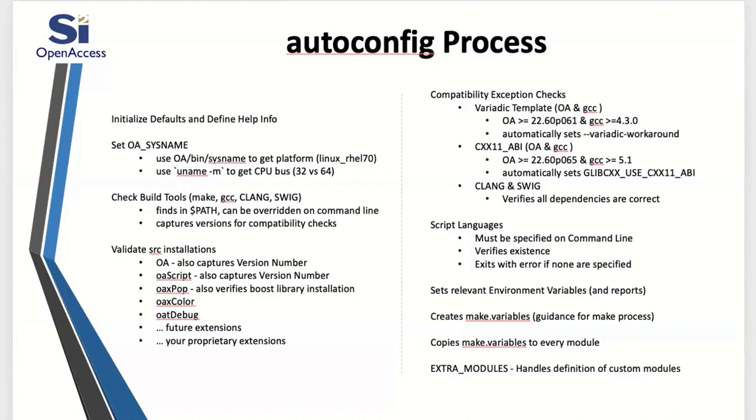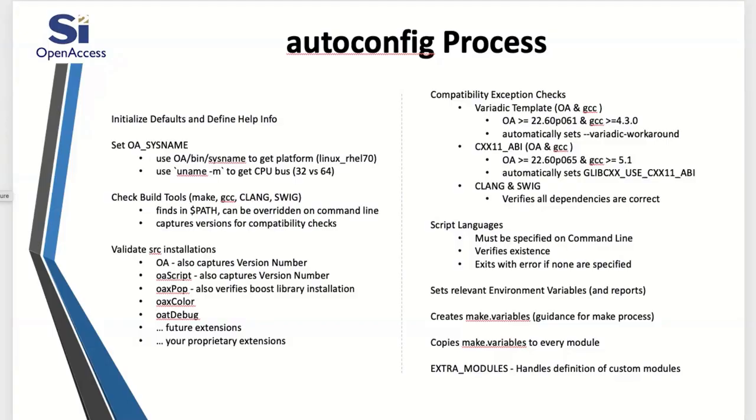And then it goes on to check your build tools. It looks for make, GCC, Clang, and Swig, and it looks in your path to find these, but they can be overridden on the command line. And then it captures the versions of each of these for a compatibility check subsequently.